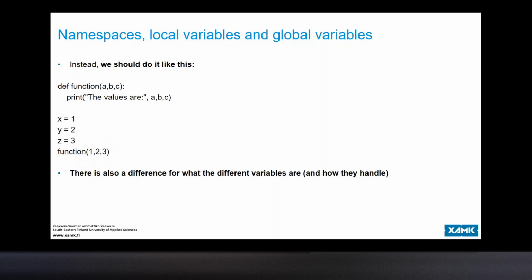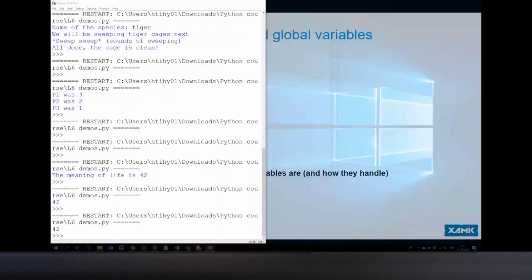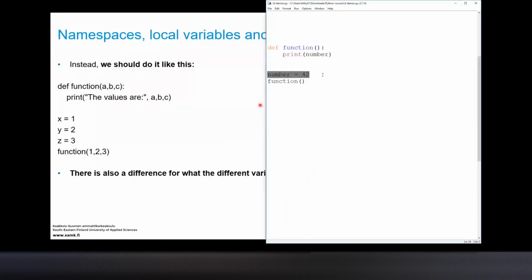So instead of doing this, what we actually should do is do this. Now this function has one parameter called number, and I could pass the value here in the function call, saying, okay, function, call it with this value 42. And if I run it, it will work.